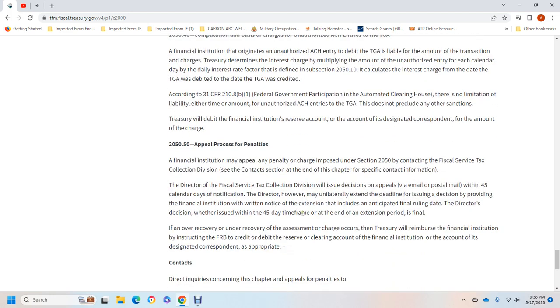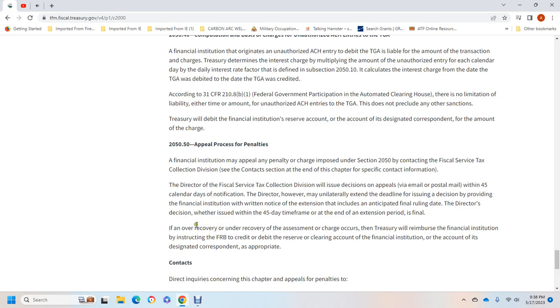2050 appeal process for the penalties. A financial institution may appeal any penalty charge imposed under Section 2050 by contacting the officials for the services, officials for the Tax Collection Division. The director of the Tax Collection Division will issue the decision on appeals via email or post mail within 45 calendar days of notification. The director, however, may unilaterally extend the deadline for issuing a decision, providing the financial institution written notice of the extension that includes the anticipated final ruling date. The director's decision, whether issued within the 45-day time frame or at the end of the extension period, is final.